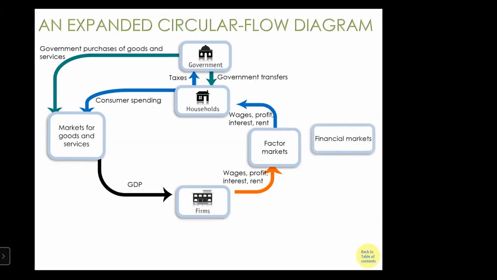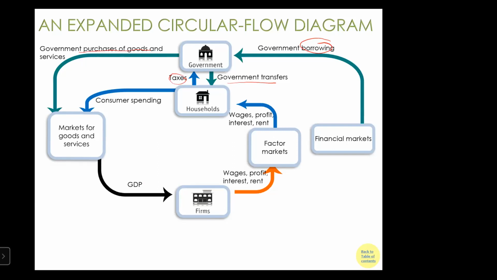Now, we are going to add the financial market. This is because, in reality, households not only consume, they may also save, right? So now let's see how that affects the picture. First, the government may borrow. This is just in case the tax revenue is not enough to pay for transfers and the purchase of goods and services.